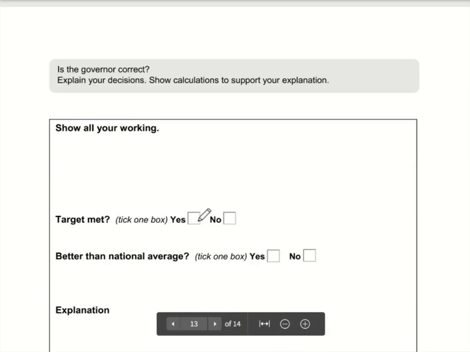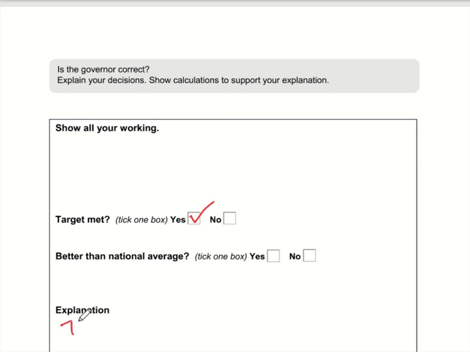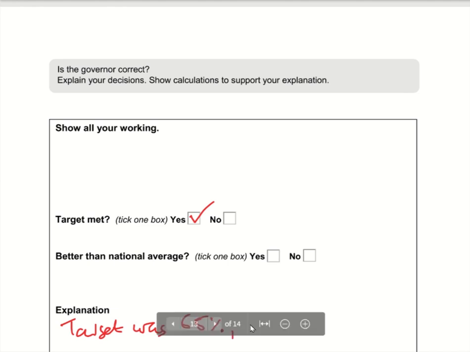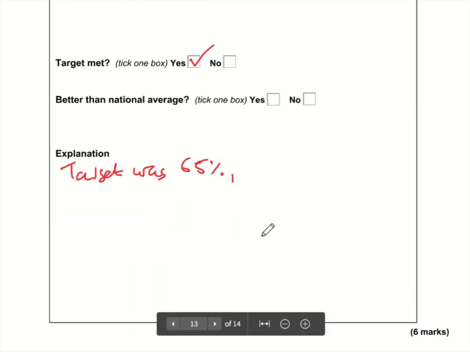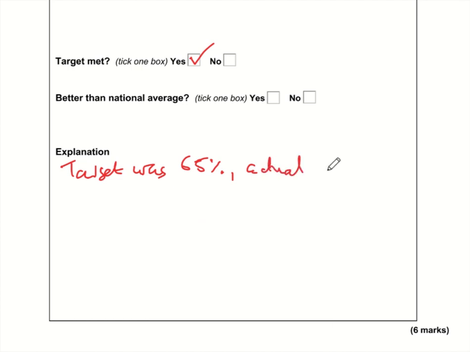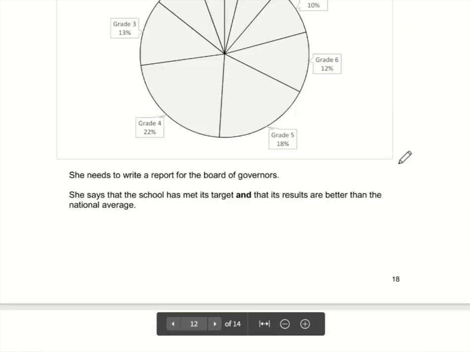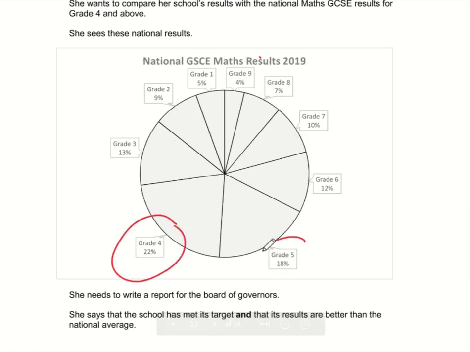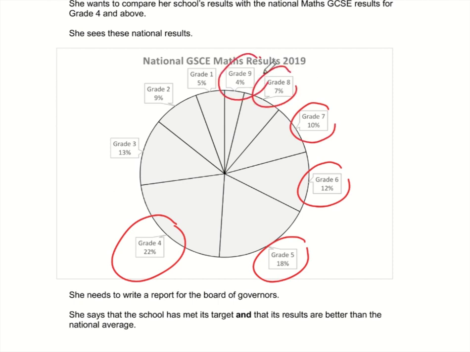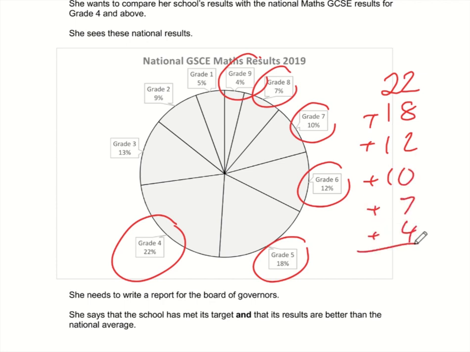So has the target been met? Yes, and the explanation is target was 65%, actual was 70%. And was it better than the national average? Well, what was the national average? So we're looking 4, 5, 6, 7, 8 and 9. So we're adding up these percentages. So 22% plus 18% plus 12% plus 10% plus 7% plus 4%.